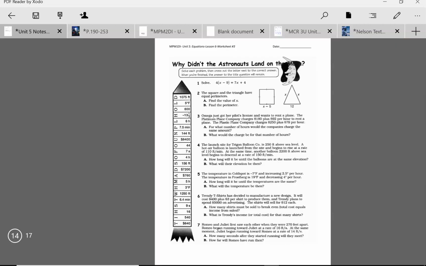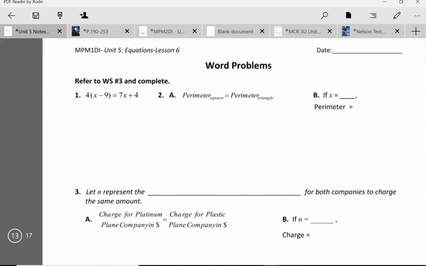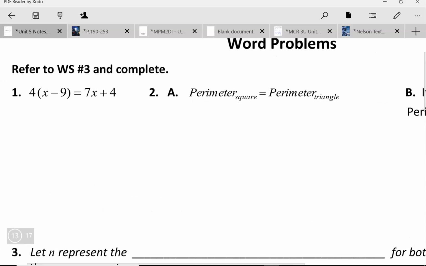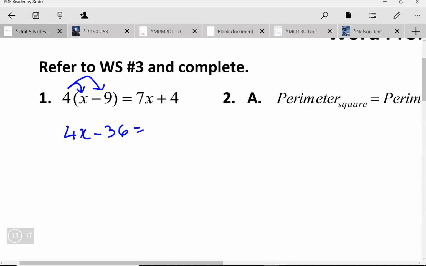So I guess the first one is, it's done for us. So we're just gonna try and solve that. Now again, I see x on both sides of the equal to sign, so I know I have to open the brackets up before I move things around. And so I will use the distributive property here. I'm going to get 4x minus 36 equals 7x plus 4. This is what I'm going to get after I use the distributive property.